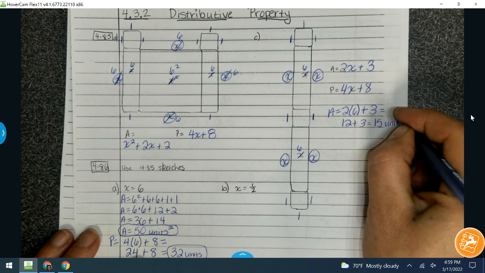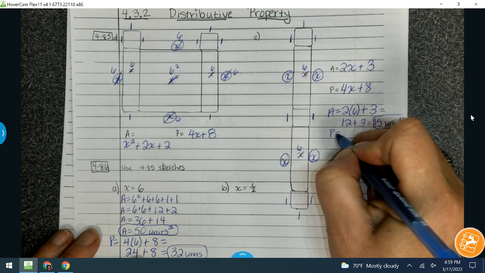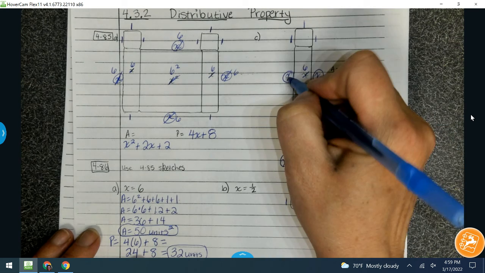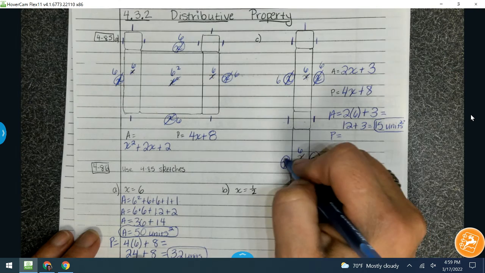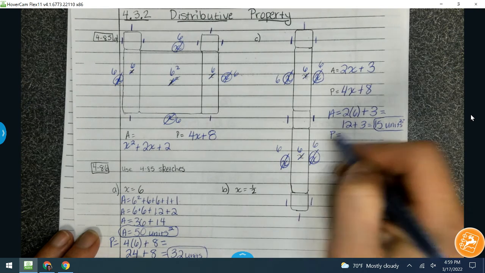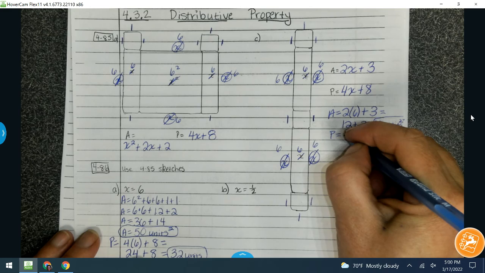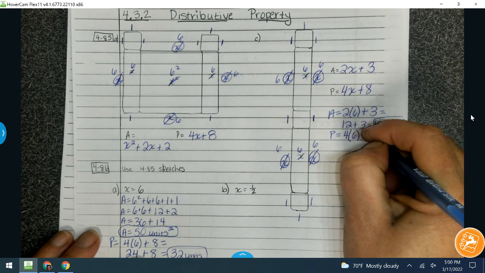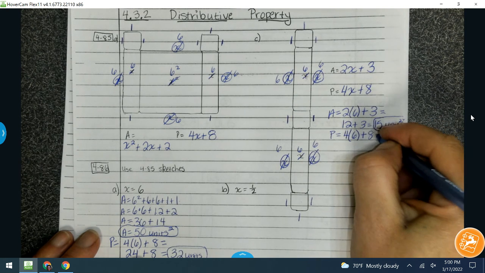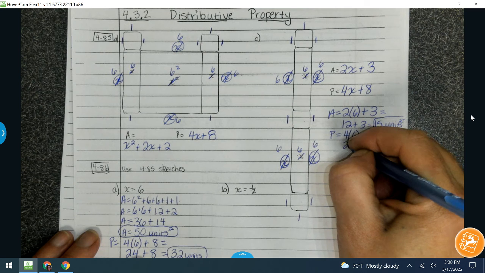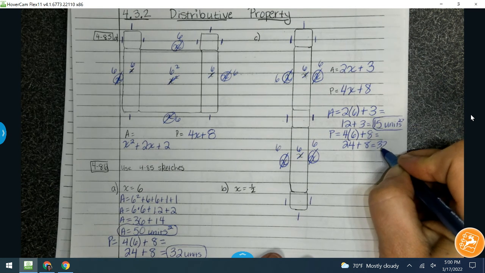Oop, off the page. For my perimeter, I'm going to do the same thing. This one here is going to be a 6. That one there is going to be a 6, 6, 6. So I have 1, 2, 3, 4 6s plus 1, 2, 3, 4, 5, 6, 7, 8. So that's 24 plus 8, which is 32 units.